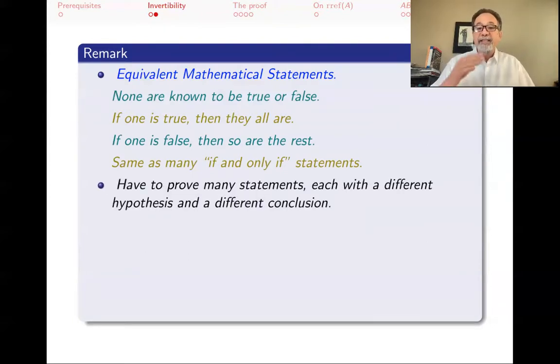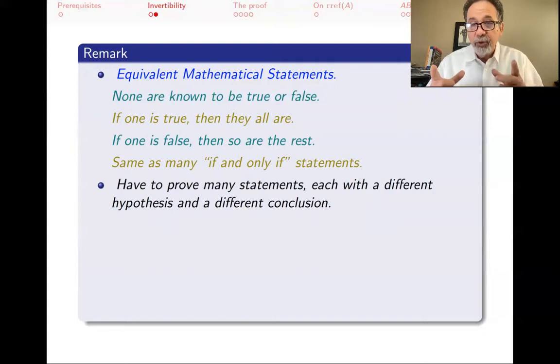What do I have to prove? Because they are a bunch of if and only ifs, I have to prove actually lots of things on the face of it, because each of these has a different hypothesis and a different conclusion. For example, I have to prove that if A is a product of elementary matrices, then x equals 0 has only one solution, and that's x equals 0. I also have to prove that if A is invertible, then it's row equivalent to identity.